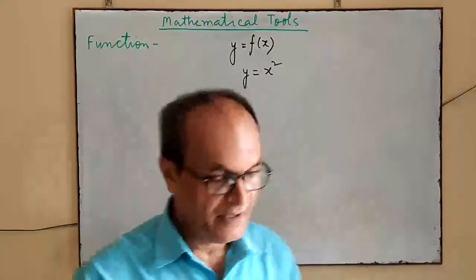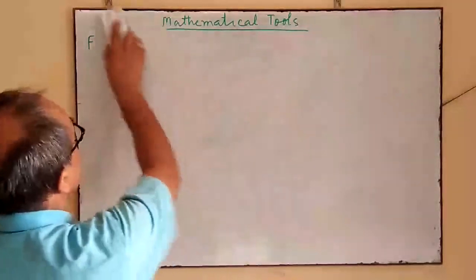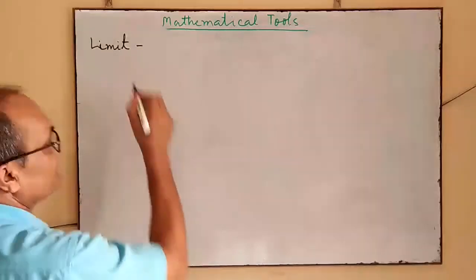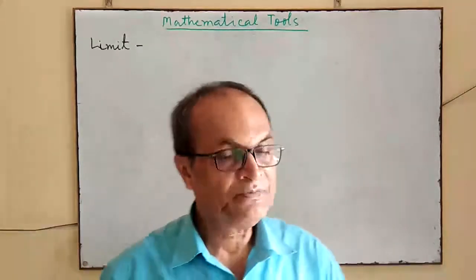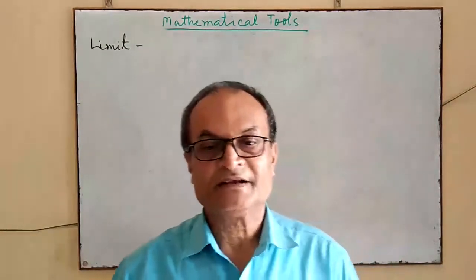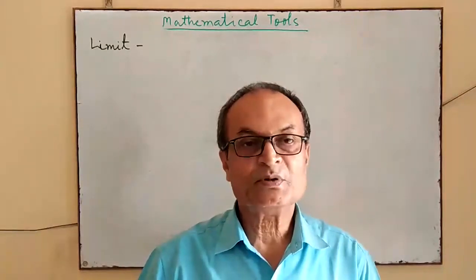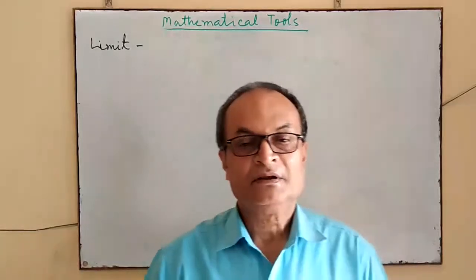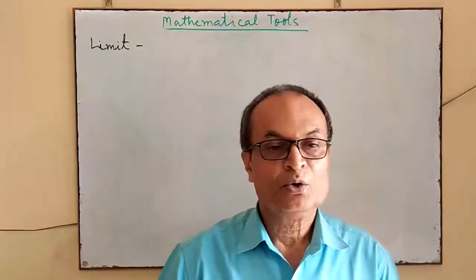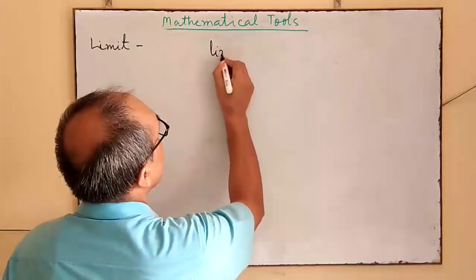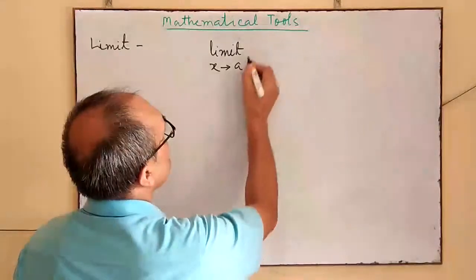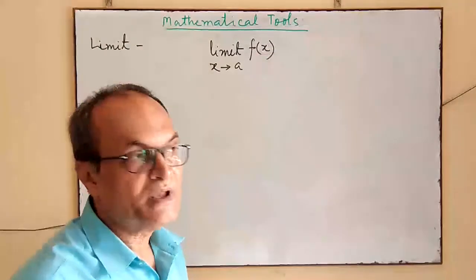So in the limit, if f be a function defined on some open interval that contains the number a, except possibly at a itself, then we say that the limit of f(x) as x approaches a is L, and we write limit x tends to a of f(x) equals L.